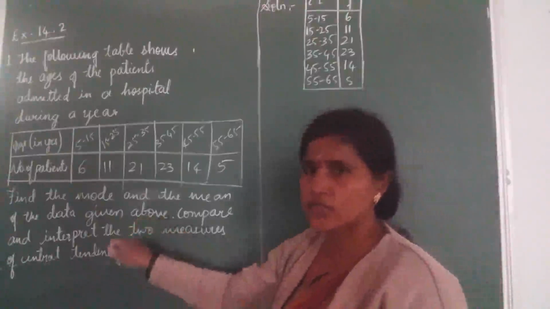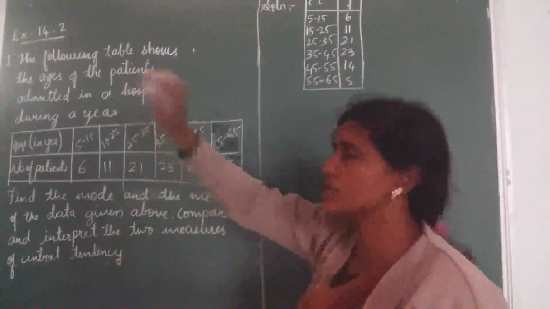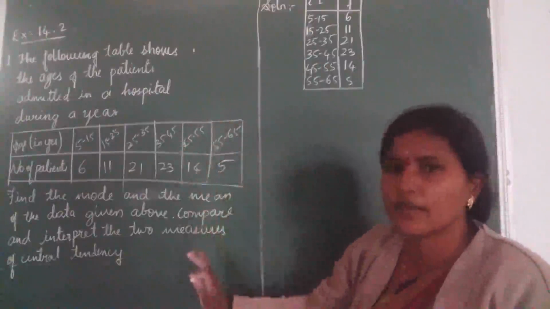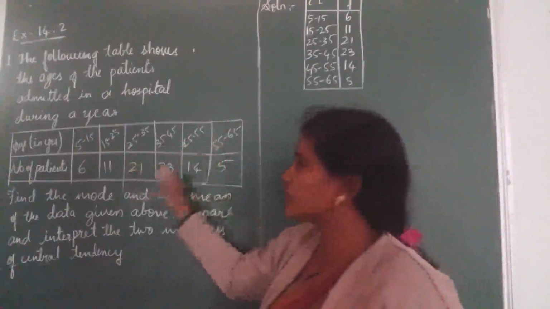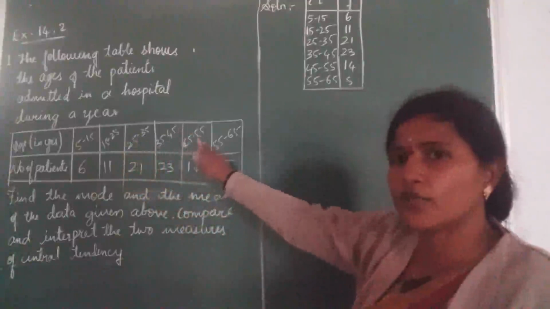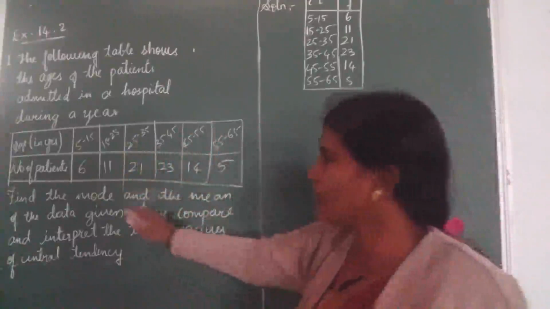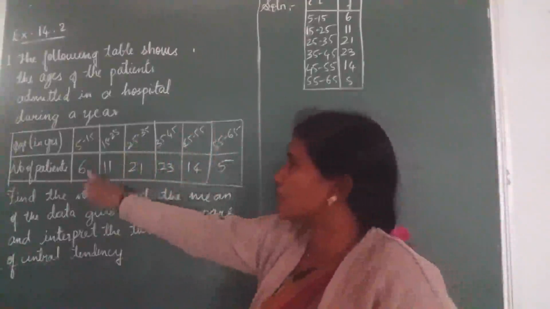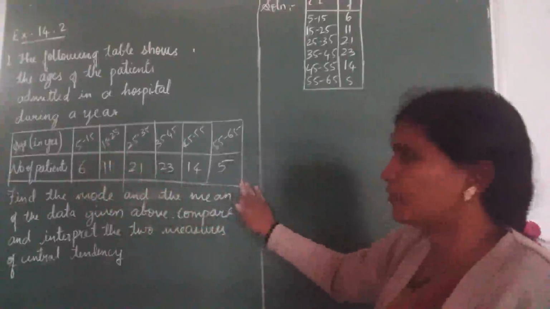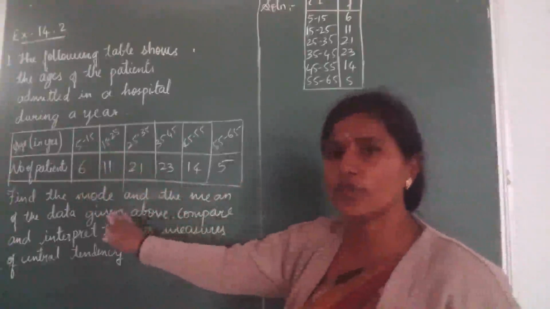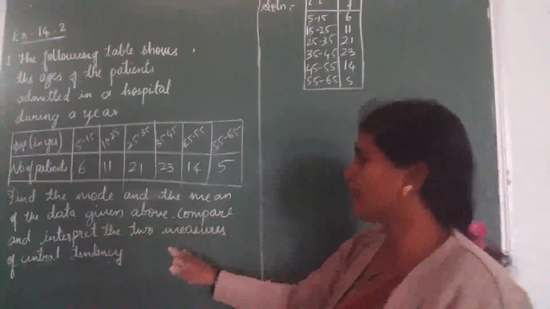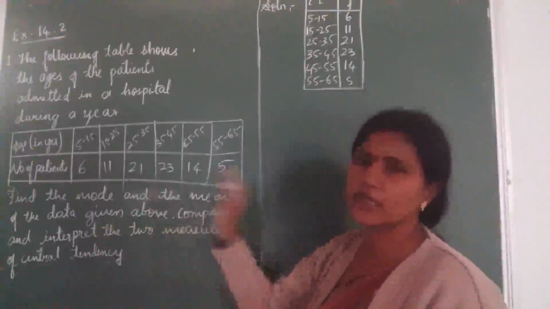Now here is the first question, exercise 14.2, first question. They have given the ages of the patients admitted in a hospital during the year. Ages are mentioned in the class intervals 5 to 15, 15 to 25, 25 to 35, 35 to 45, 45 to 55 and 55 to 65. They have given the number of patients: 6 patients are there in this age, 11 patients in this age, like this. They told you to find the mode and the median of the data given above, then compare and interpret the two measures of central tendency.